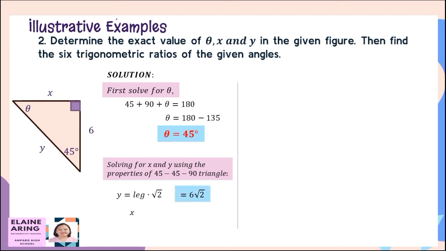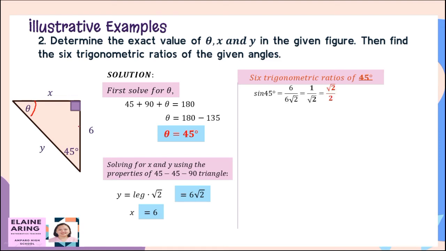Okay, next. Si x naman, parehas lang siya ng measurement ng isang leg, diba? So, equals to 6. Okay? Then, the 6 trigonometric ratios of 45. So, kahit ano dyan ang sundin nyo, kung itong theta ba or ito, kasi same lang din ang measurement, di ba? Okay? So, ang gawin natin is ito. Ito ang tinignan natin. So, 6 over 6 square root of 2 is equal to 1 over square root of 2 or square root of 2 over 2.